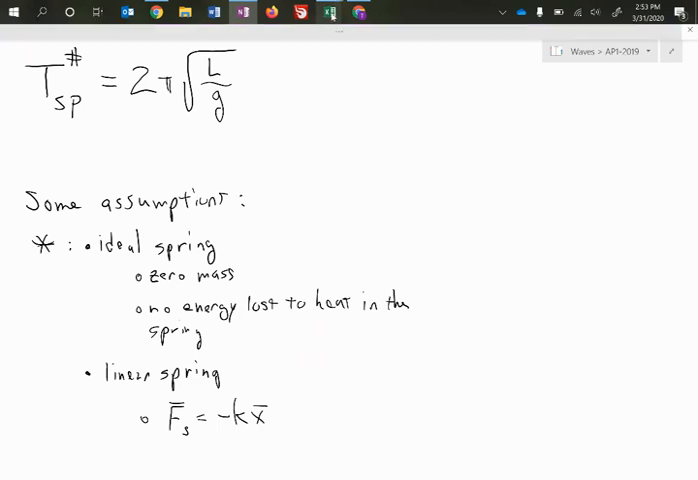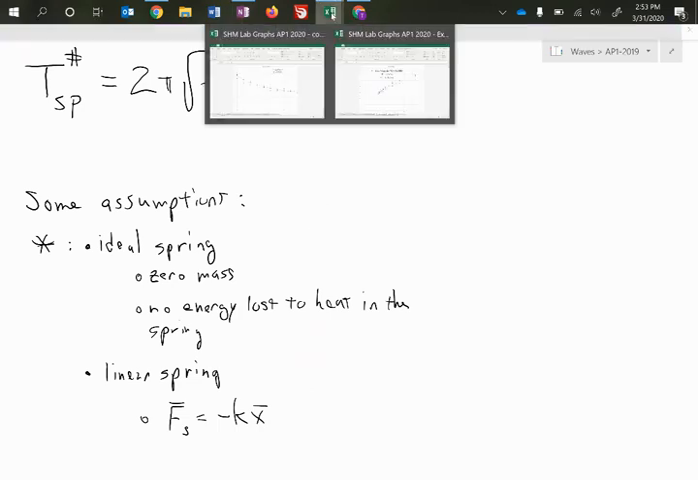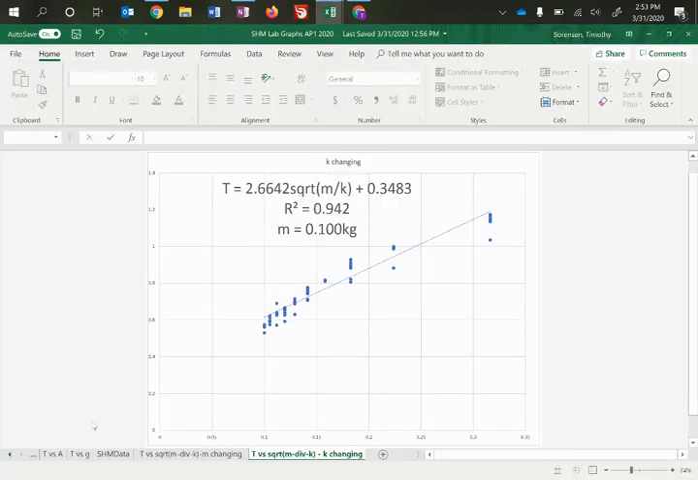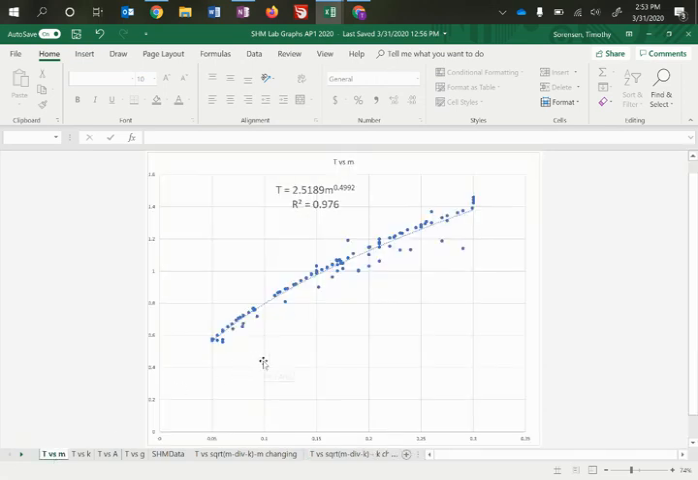Now, going to the data, one of the things that you guys appropriately noticed is that when all other things were held constant and we just changed mass, here's mass versus period, we get a relationship that shows that period is proportional to the square root of mass.